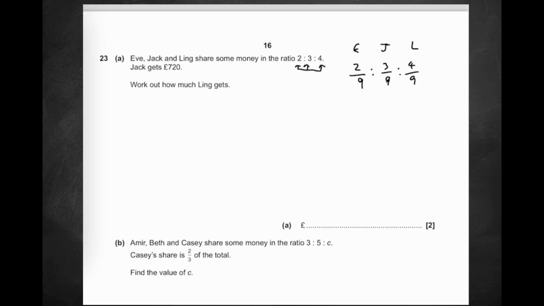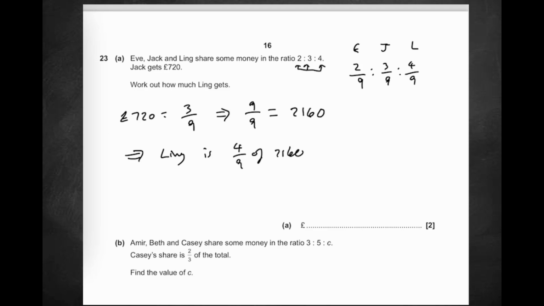So Jack gets £720, so £720 is going to equal 3 ninths. Therefore, 9 ninths is going to be 720 times 9 divided by 3, 2,160. Ling is 4 ninths, therefore Ling is 4 ninths of 2,160, which is just £960.